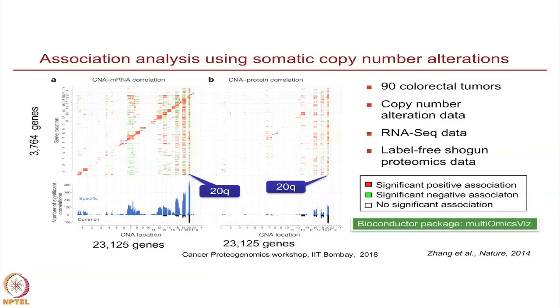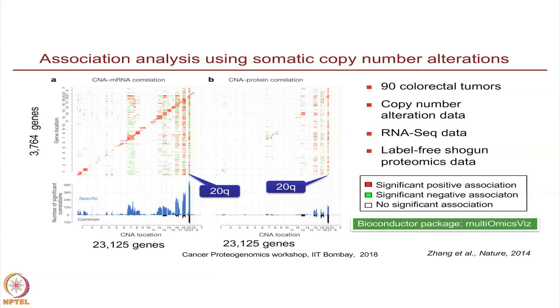For this, we did analysis in 90 colorectal tumors, and we calculated the copy number alteration for individual genes based on the SNP array data. Then we got the RNA-seq data, so basically we have the mRNA abundance for each gene. And we did label-free shotgun proteomics in this study and got the protein abundance for the genes. We only focused on the genes that have both mRNA and protein measurements. This corresponds to close to 4,000 genes at that time. But for copy number, we have the data for 23,000 genes. And now, for each copy number and all the mRNAs, we can calculate.